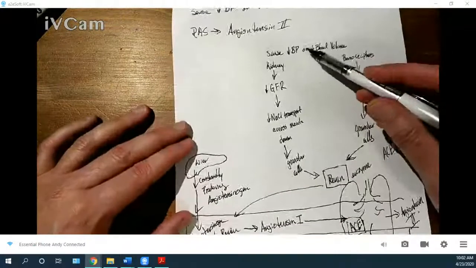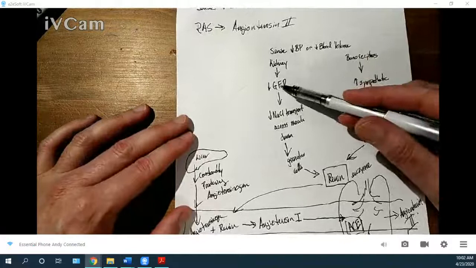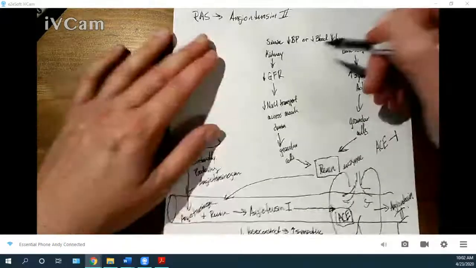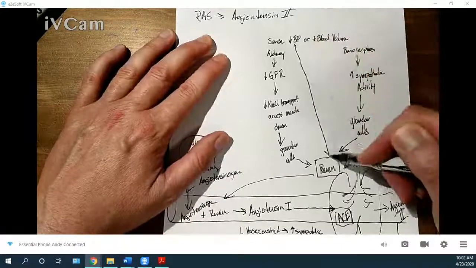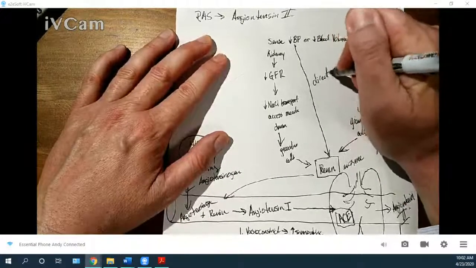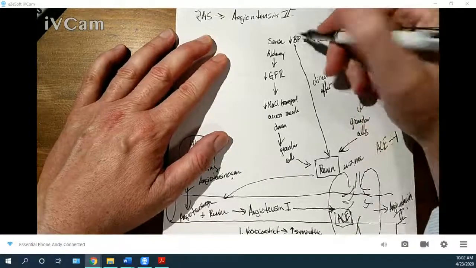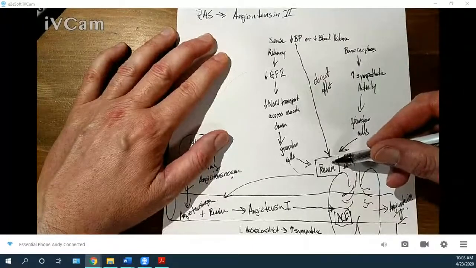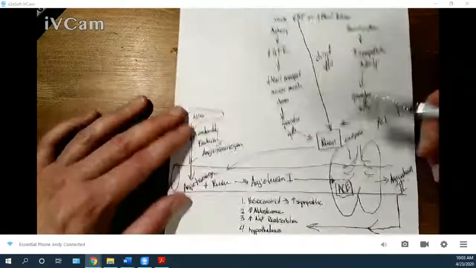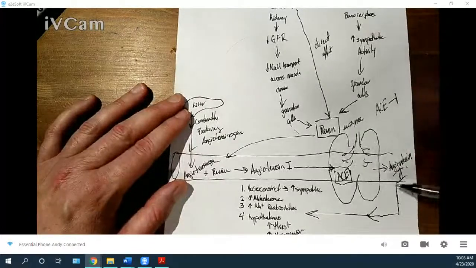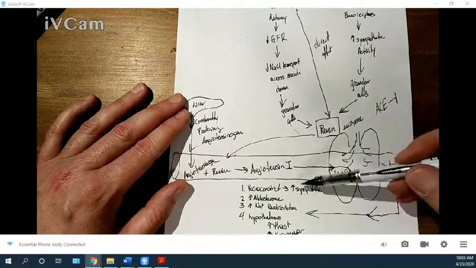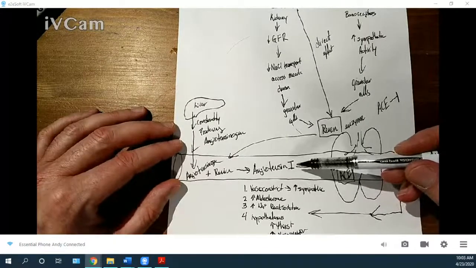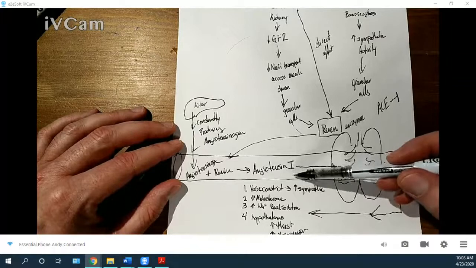Once we've sensed that we have a decrease in blood pressure, either by a decreased glomerular flow rate or at the baroreceptor, or there is the direct effect as well, where a decrease in blood pressure just supersedes the pathway and directly stimulates renin production from there. Once we get angiotensin 2, like I said, we vasoconstrict. That's going to constrict the arterioles, and that's going to increase total peripheral resistance, which will increase blood pressure.